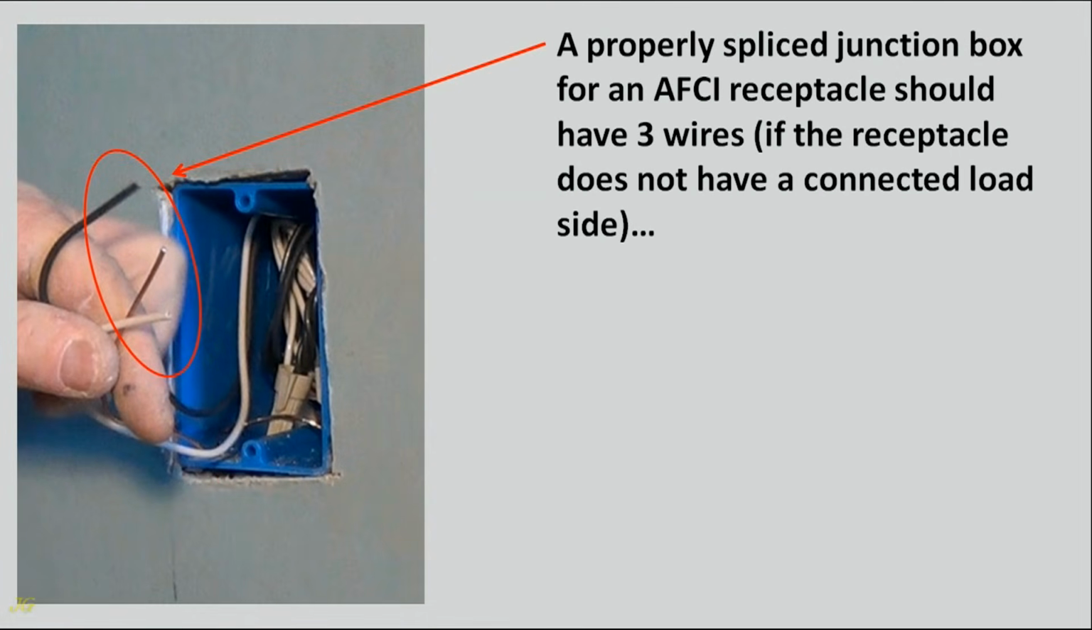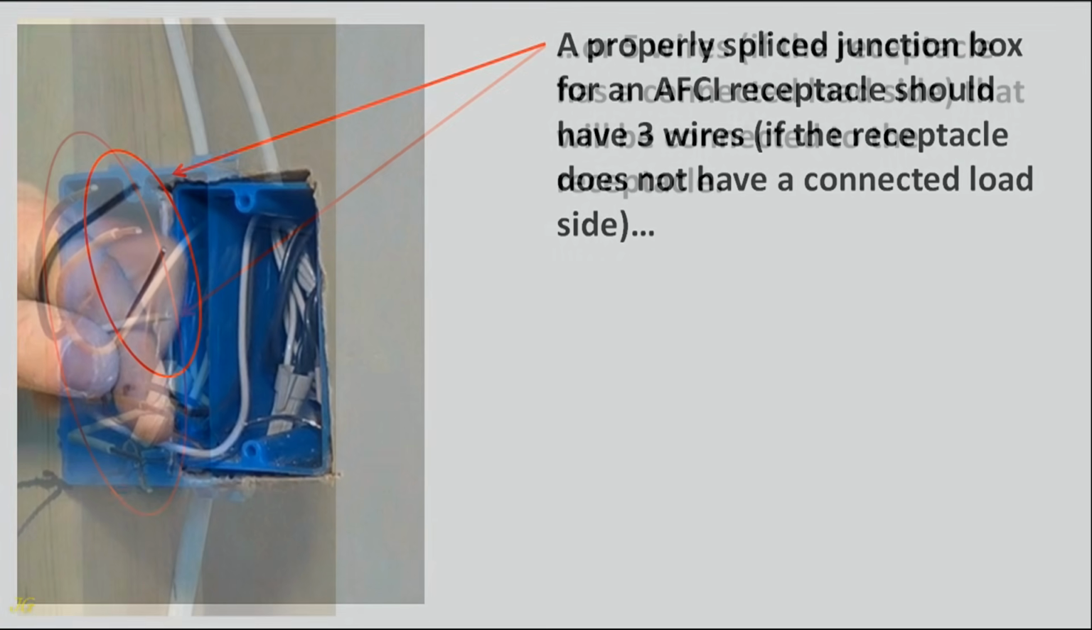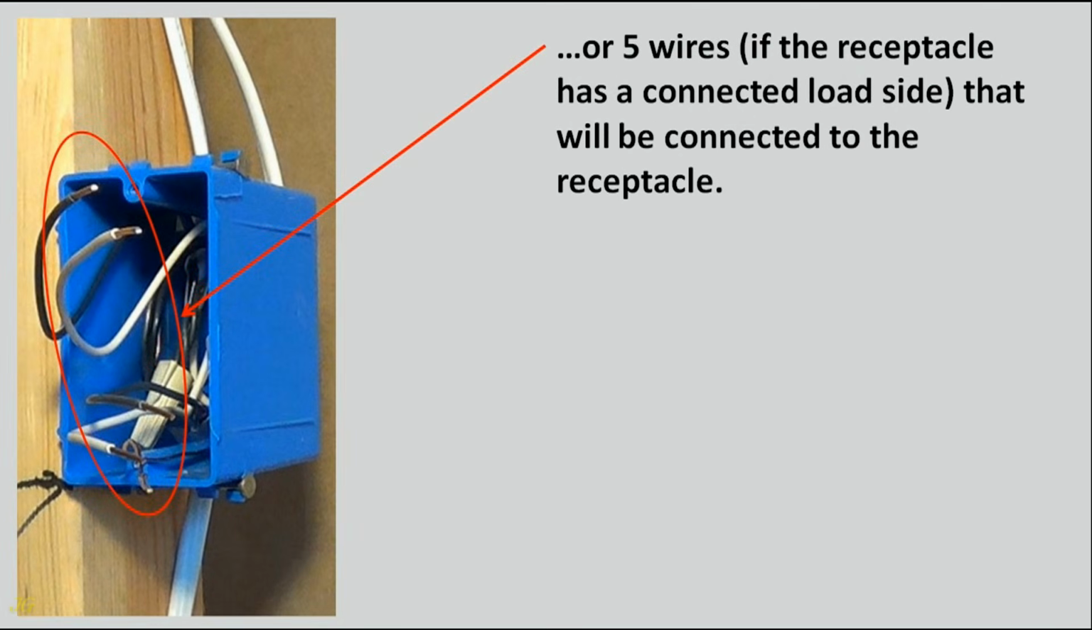A properly spliced junction box for an AFCI receptacle should have 3 wires, if the receptacle does not have a connected load side, or 5 wires, if the receptacle has a connected load side, that will be connected to the receptacle.